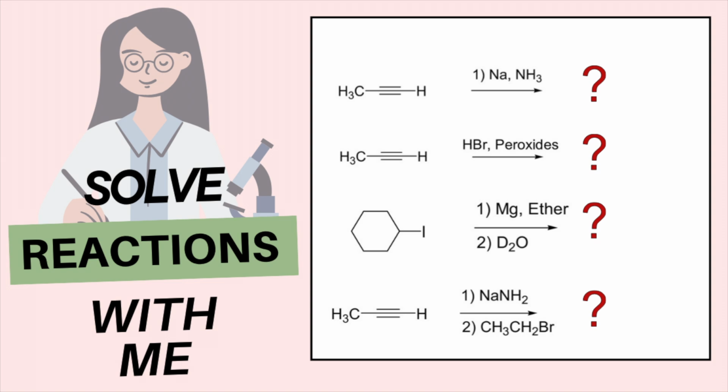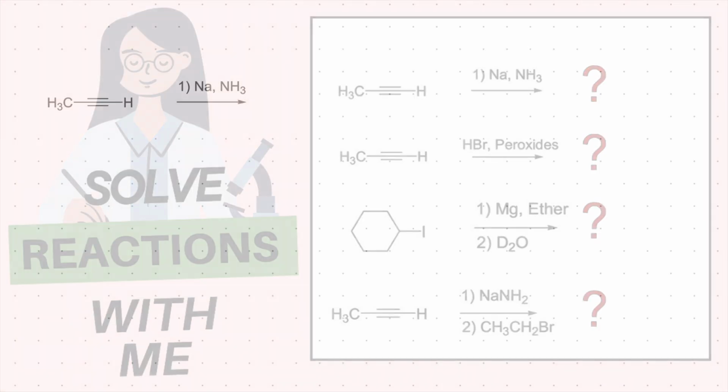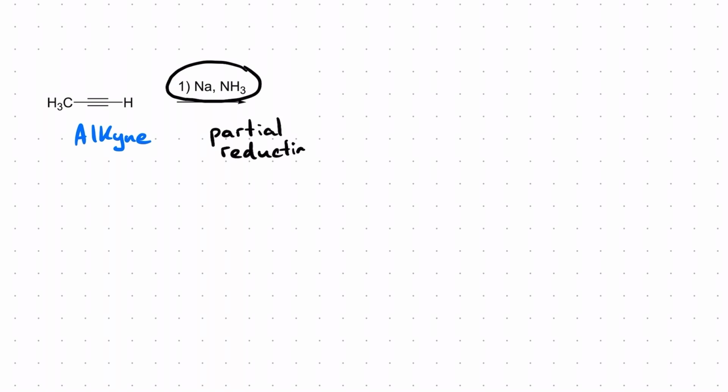Today we're gonna solve these 4 reactions from a real organic chemistry exam that I had back in the days. In the first reaction, on the left side, we see an alkyne and a combination of sodium with liquid ammonia, which is usually used to partially reduce an alkyne to an alkene. So basically our triple bond will be converted into a double bond.